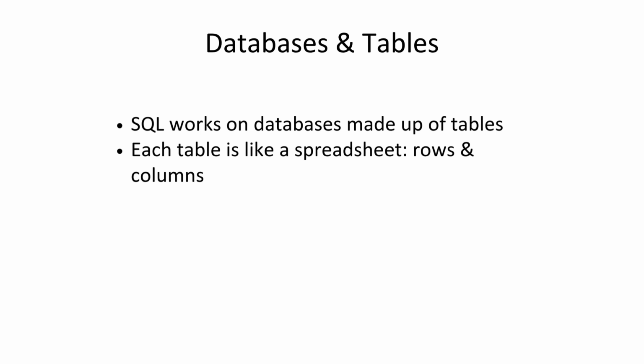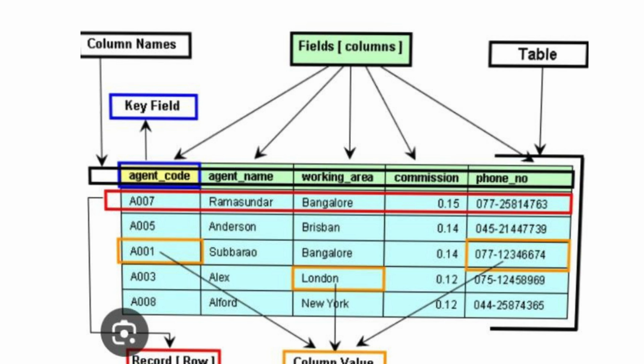Databases and tables. In SQL, everything happens in a database, which is a collection of tables. Each table has rows, which are individual records, and columns, which are attributes or fields. You can think of a table like a spreadsheet, but with strict rules and data types for each column.